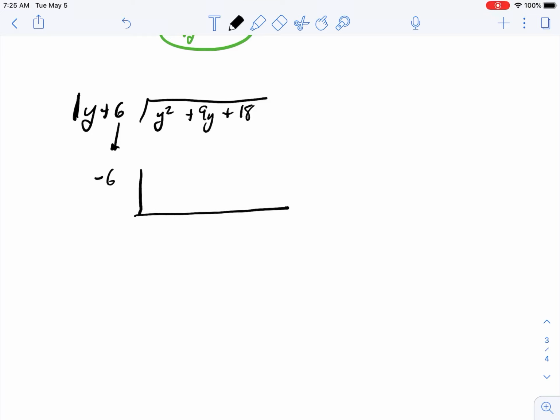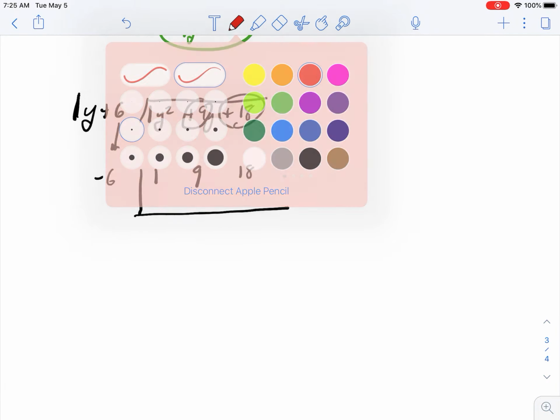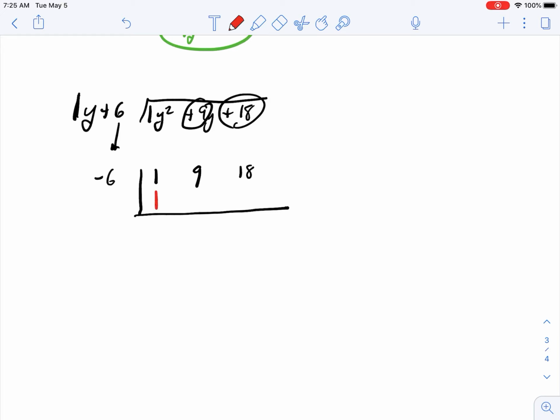Create your division sign upside down. And now if there's a 1 here, put a 1 here. There's a 9 here, put a 9 here. 18 here, put an 18 here. Okay, and now we're ready to go.